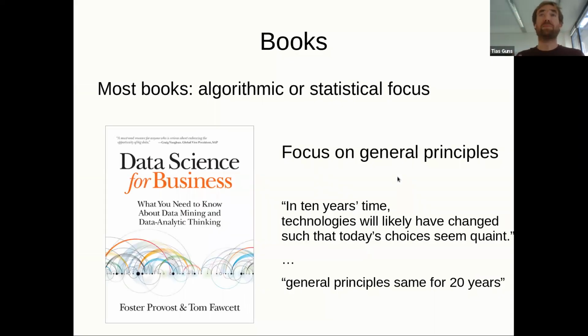I've already said this in the beginning. Most books on data science and machine learning have an algorithmic or statistical focus. I've used this one because it looks beyond that. And I like this quote from the book, which says, in 10 years' time, technologies will likely have changed such that today's choices seem quaint. And at the pace that machine learning is advancing, this is very true.